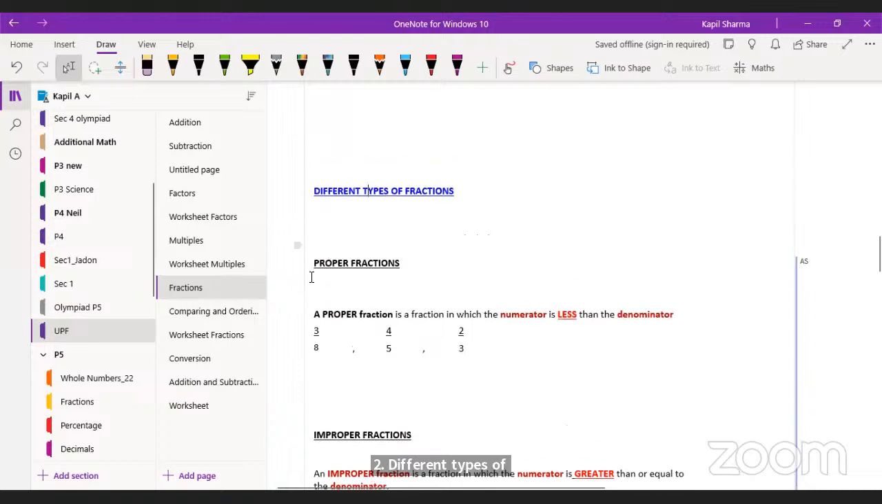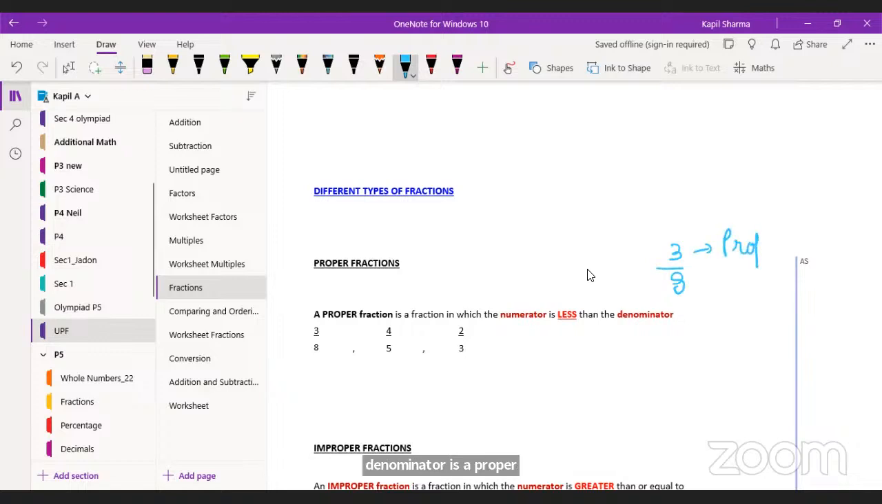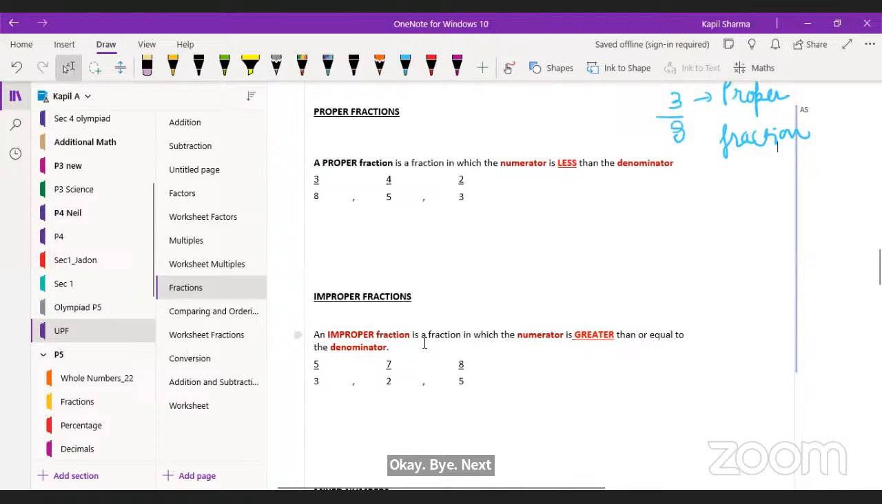Okay, so first is proper fractions. A proper fraction is a fraction in which the numerator is less than the denominator. So far we have actually discussed proper fractions only. So any fraction in which the numerator is less than the denominator is a proper fraction.